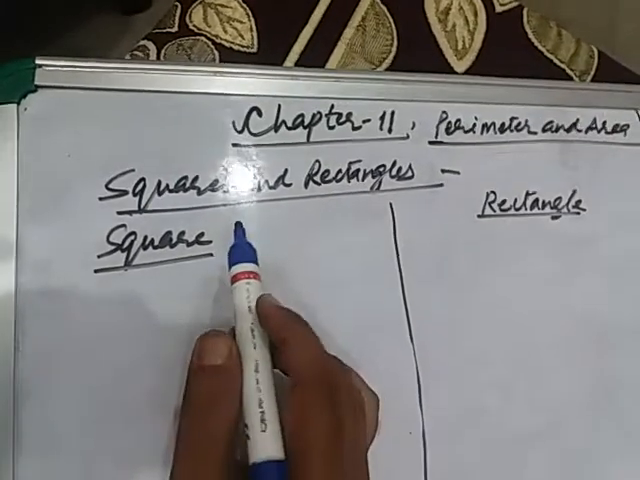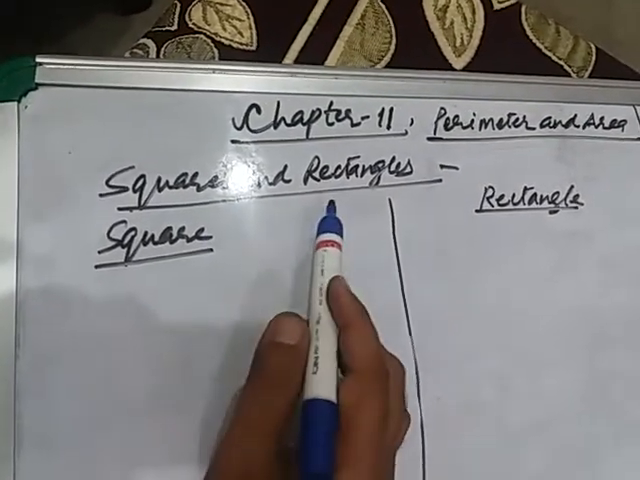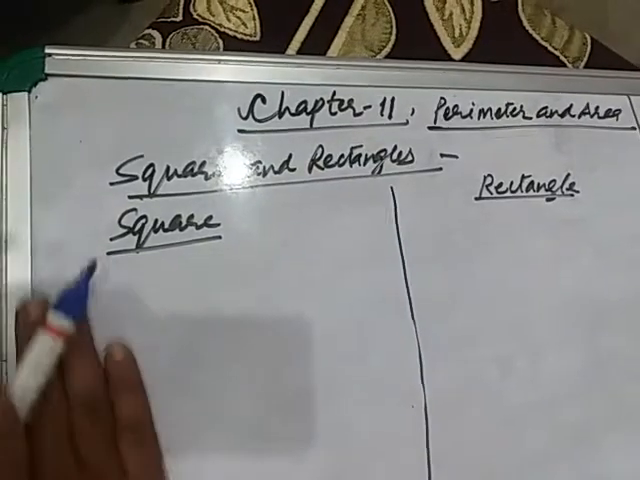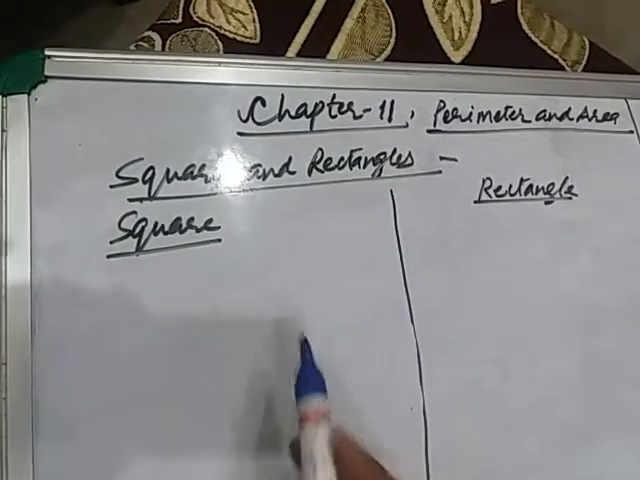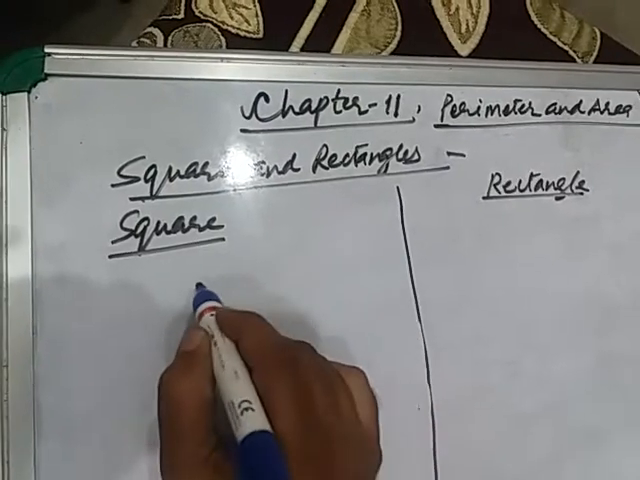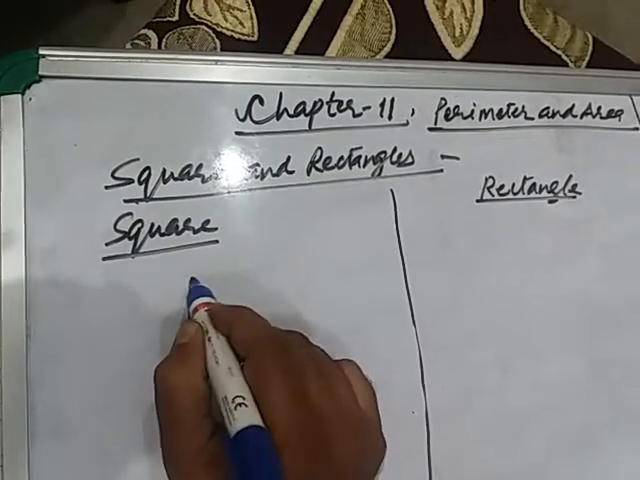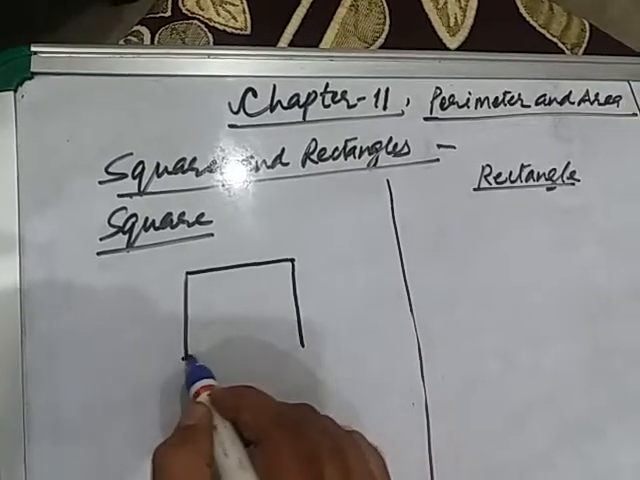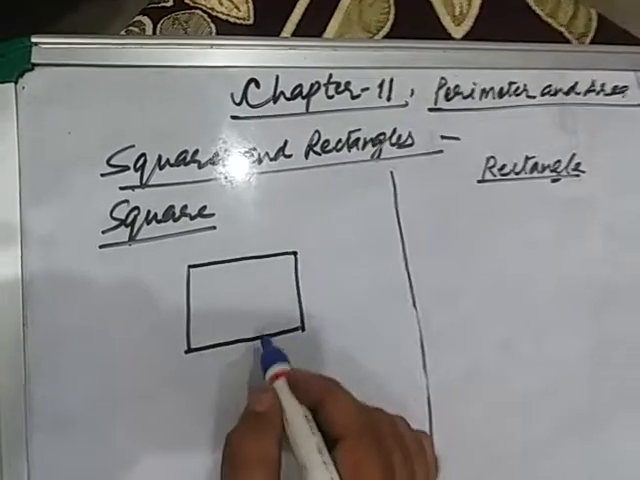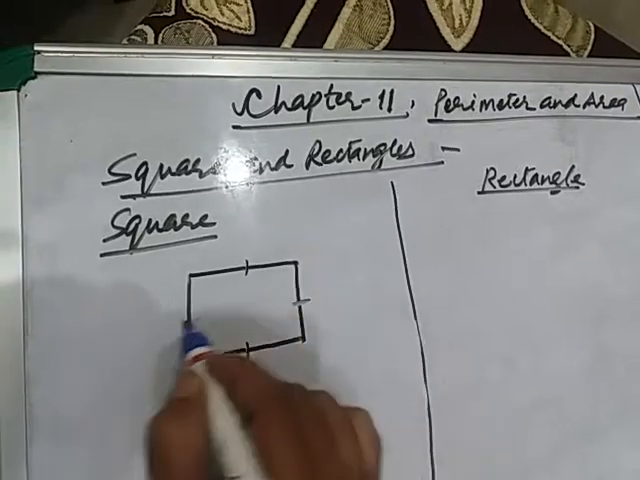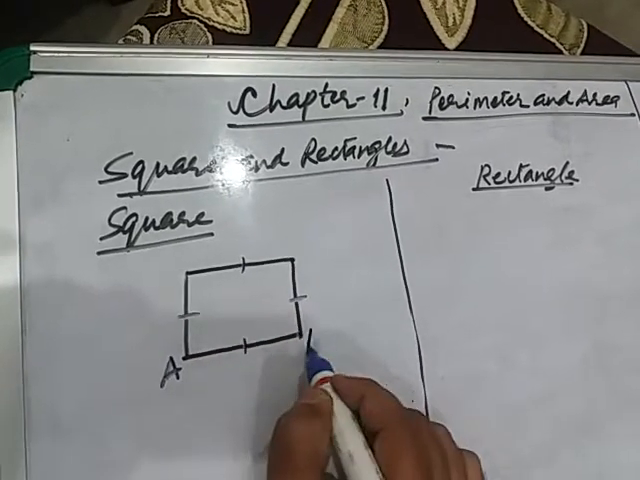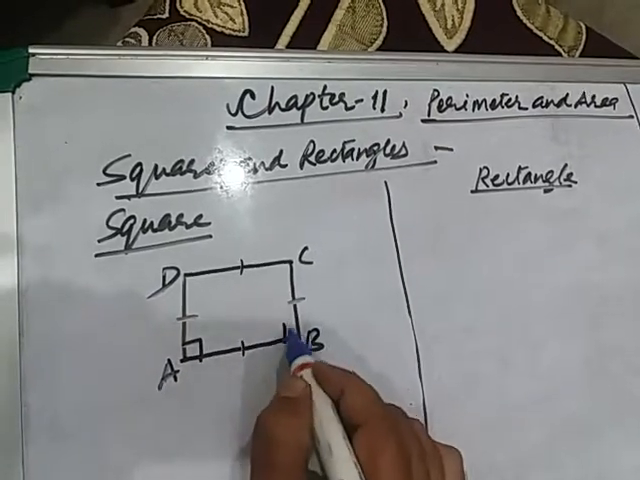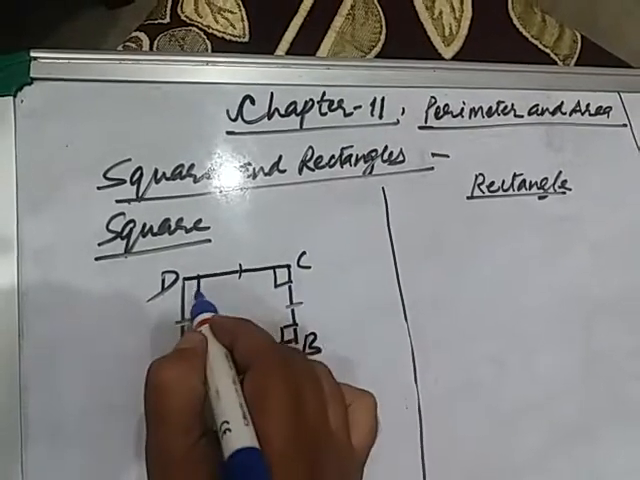Okay, here the first heading is squares and rectangles. So what is a square, you must be knowing. Square is a quadrilateral whose all the four sides are equal. Means this side is equal to this one and this is equal to this. Let it be A, B, C, D. All the four sides are equal and all the four angles are right angles.